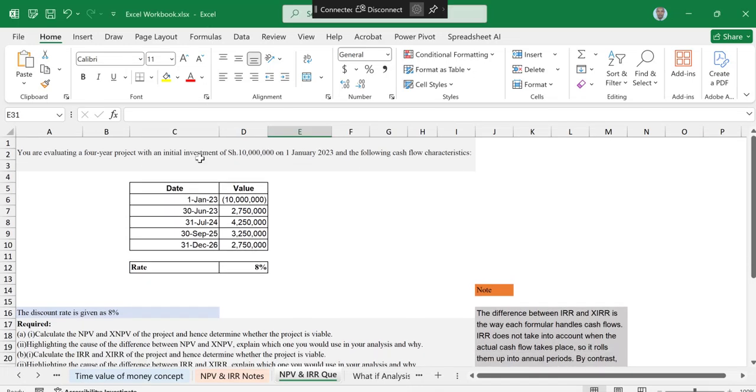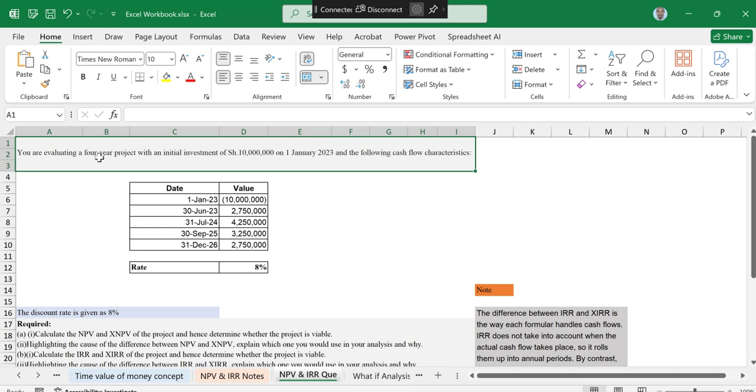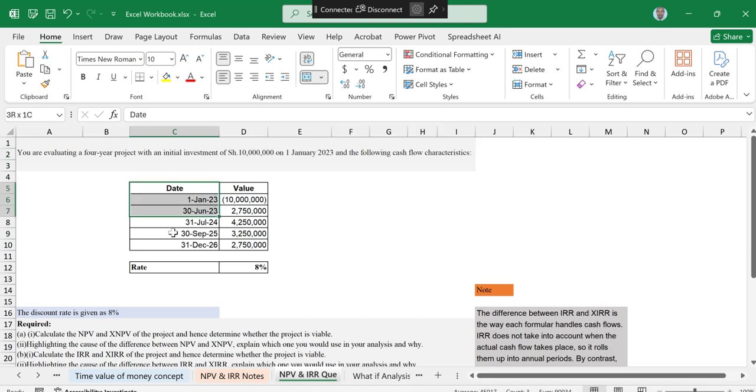The question is, you are evaluating a 4-year project with an initial investment of 10 million on 1st January 2023 and the following cash flows. Of course, they have the following cash flow characteristics. We have debt, which has been given. We have values, which have also been given. And we have the rate of 8%, which has been given. Now, the discounting rate has been given as 8%, as you can see in our question there.